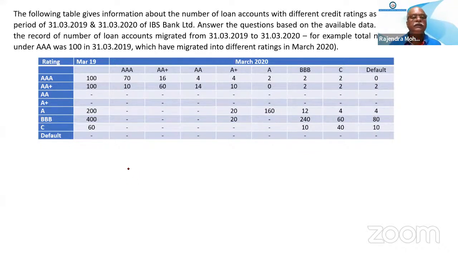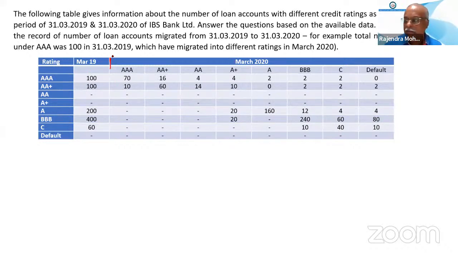Next one. The following table gives... read the question. These are the rating migrations. So March 19 to March 31st, these are the ratings. These rated borrowers have migrated to different ratings as of 31st March 2022. So AAA, all the things are given.